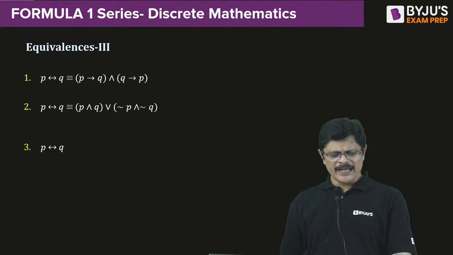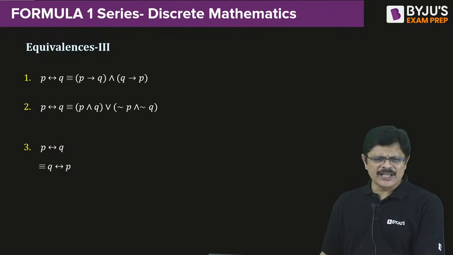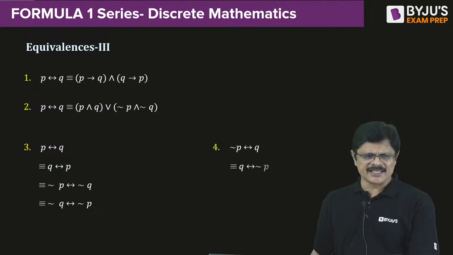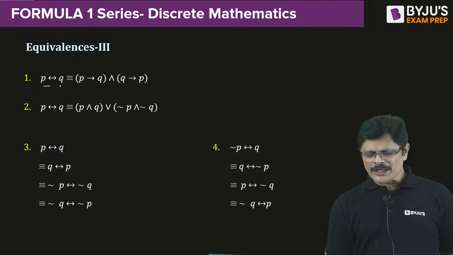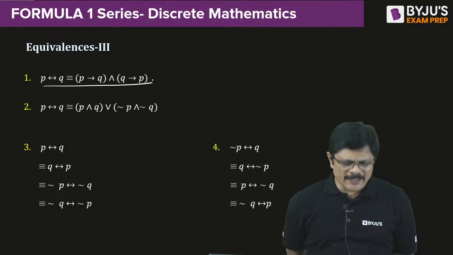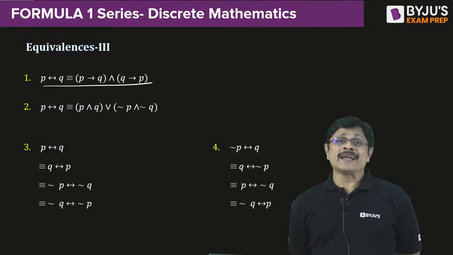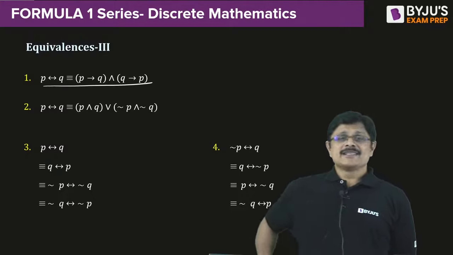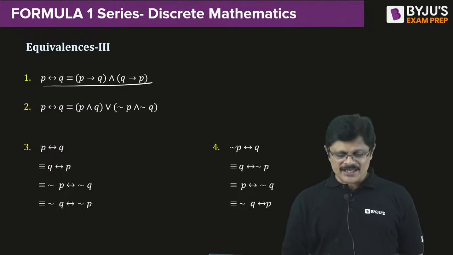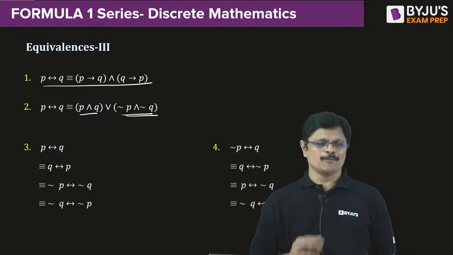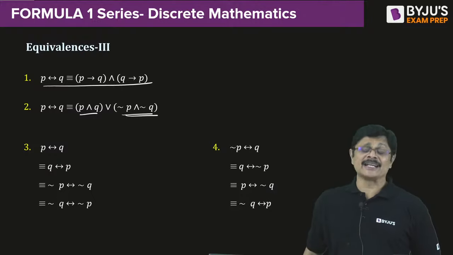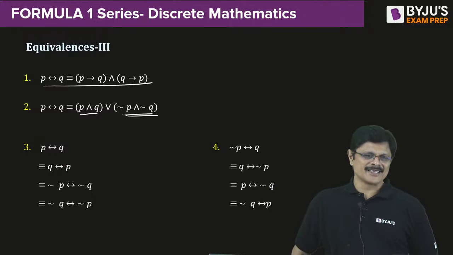And next we have equivalence three. These are the equivalences involving biconditional. We all know that biconditional is equal to P implies Q and Q implies P. And biconditional says that both must be true or both must be false, and that is the rule for us.